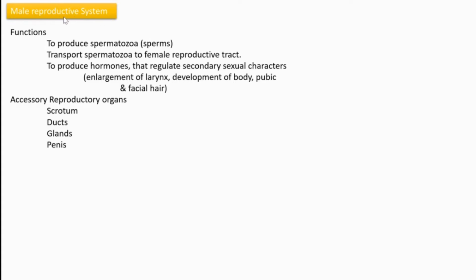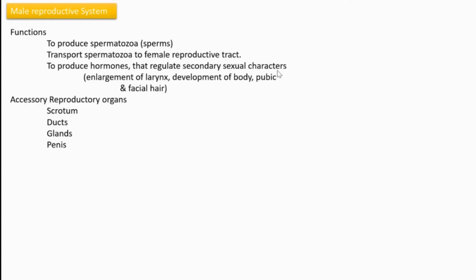Now we are going to see the male reproductive system. What is the function of the male reproductive system? To produce spermatozoa or sperm. Spermatozoa is otherwise called sperms. The next function is to transport the sperm to the female reproductive tract. Only then can the union of egg and sperm occur to develop a zygote. The third function is to produce certain hormones that regulate secondary sexual characters.